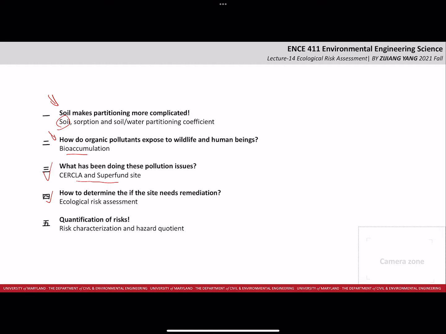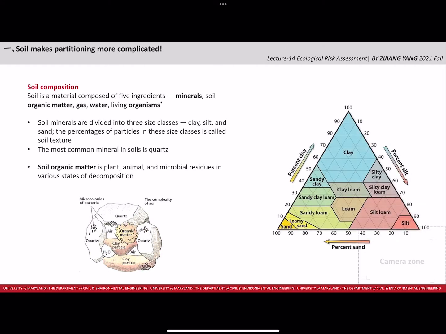We use ecological risk assessment to determine if a site needs remediation or if the site is contaminated. And then we are going to talk more about how to quantify the risk. Actually, we have already discussed this in Lab 5, which is the hazard quotient. So we are very familiar with this one. At the beginning, I would like to talk about the composition of soil. And I think you guys may also have learned it in other classes.